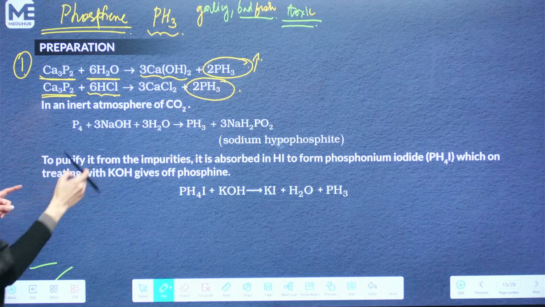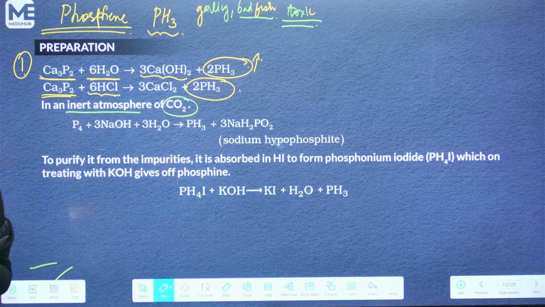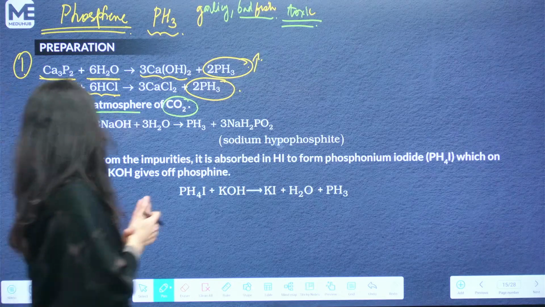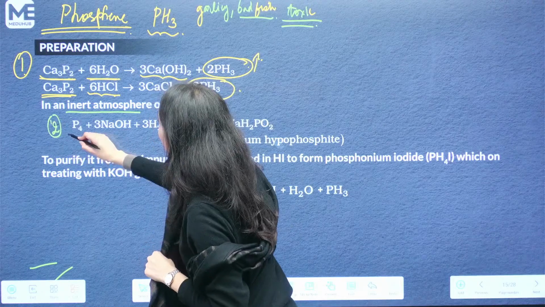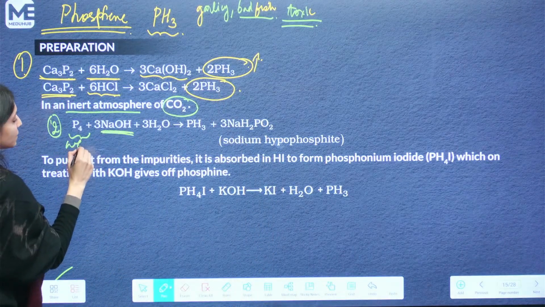So now an inert atmosphere of CO2 is required. Why is this inert atmosphere of CO2 required here? In this next reaction, where white phosphorus is boiled with NaOH. So this is white phosphorus.